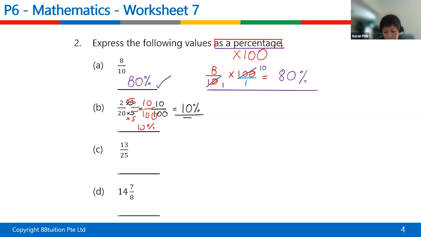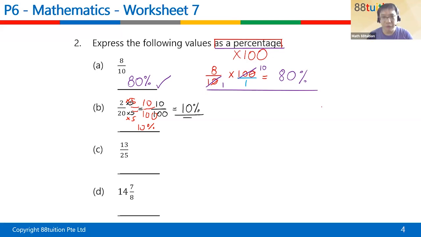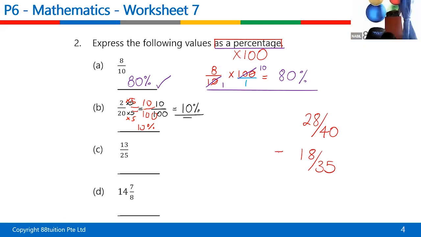So do you all know why we must use percentage? Does anyone know? For example, just a quick example, maybe I go for a test and I score 28 out of 40, versus, let's say, Tommy, who scores 18 out of 35. So children, who did better, Tommy or me? Times 100 for both of the fractions.